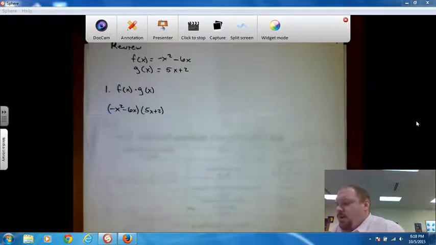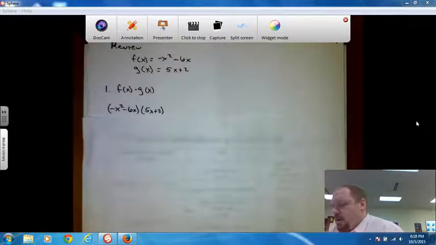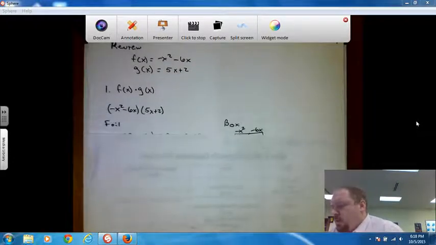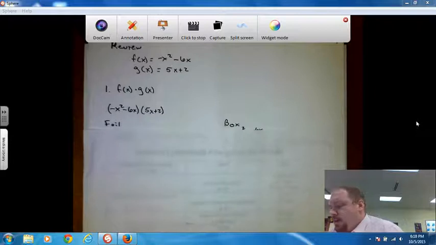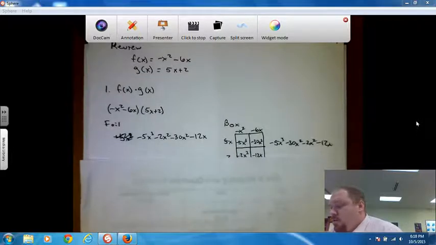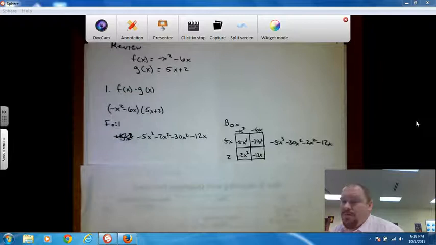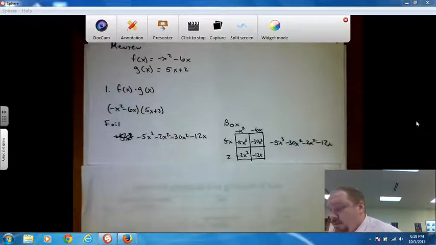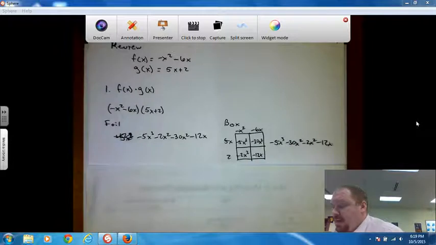So the first thing I do is I write them out. Then what I try to do is multiply it out. You could either use FOIL or you could use the box method. Either one, I do not care. Since there really are no like terms to combine, that particular problem is finished. Remember, it's a FOIL technique.